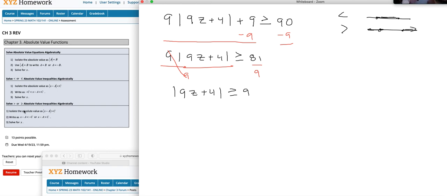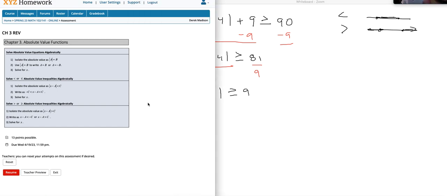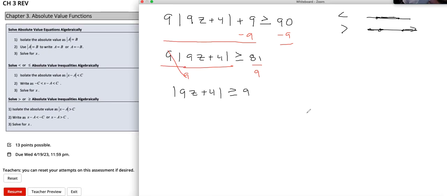So when that's the case, actually, let me make that bigger, a little bit easier to see. When this is the case, either the stuff inside is going to be less than the negative, so let's write that out. 9z plus 4 is less than or equal to negative 9, or the stuff inside is going to be greater than or equal to the positive, so 9z plus 4 is greater than or equal to positive 9. Again, just don't get creative here. If it's a greater than, boom, that's it. If it's a less than, it's going to be that every single time.